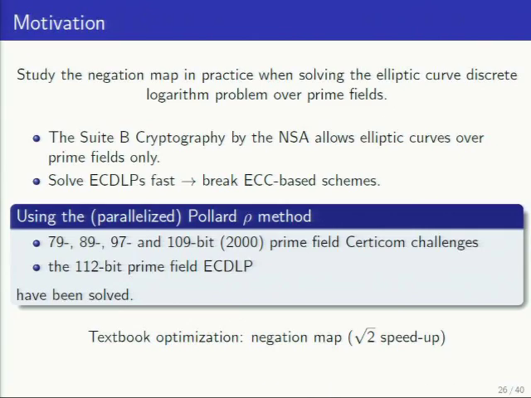So now let's move to the second project, which is about the negation map. It is joint work with Thorsten Kleinjung and Arjen Lenstra, and was published at ANTS last year. This actually was a result of the first part that I presented. We wanted to study the negation map in practice.